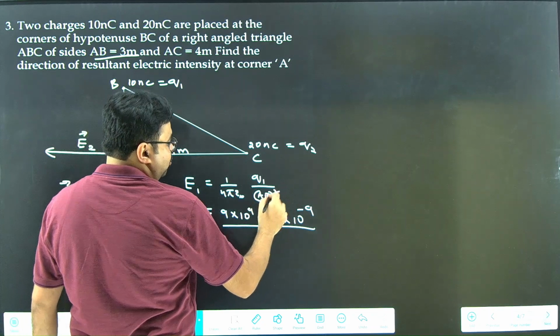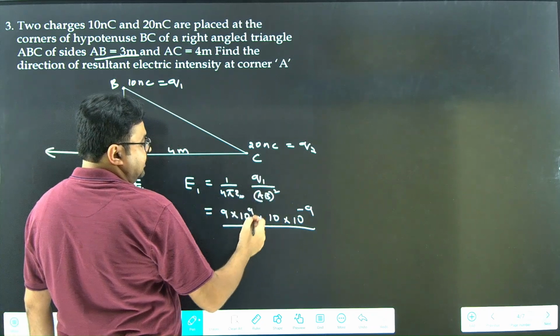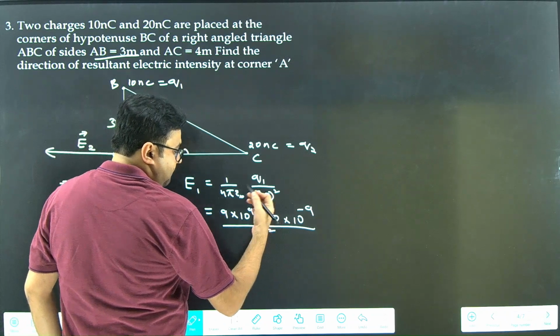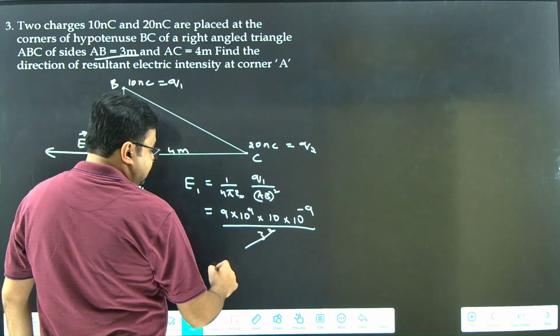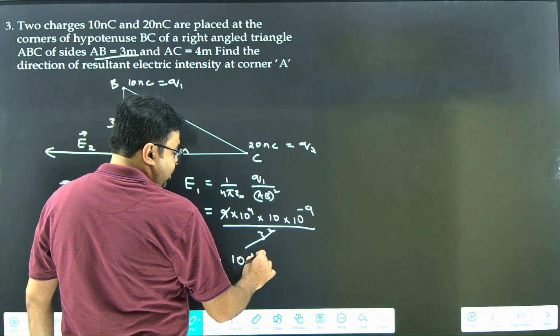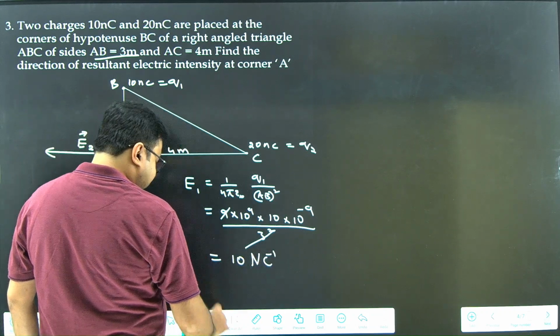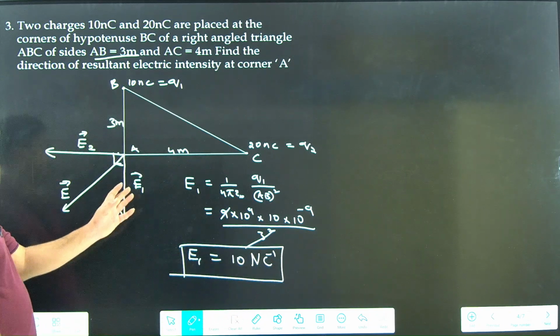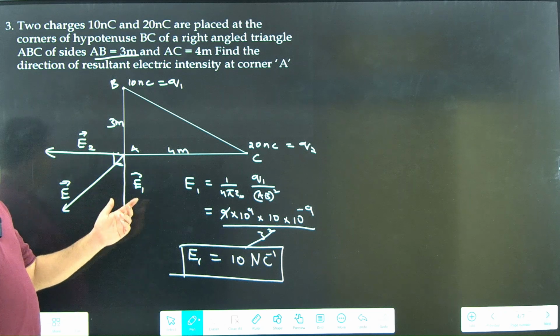So AB square, I'm really sorry, I forgot to write that AB square. So when you write AB square, that's 3 square, which makes it 9. So this 9 and this 9 get cancelled. So the answer you have is 10 Newton per coulomb. Now that is the SI unit of electric field. We have found E1. We also have to find E2.